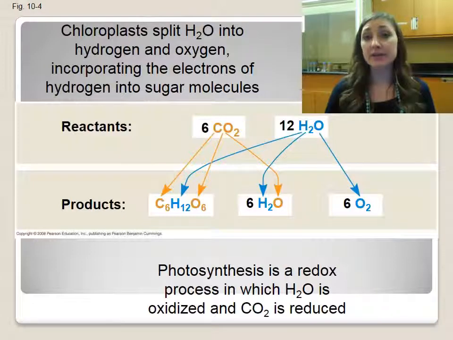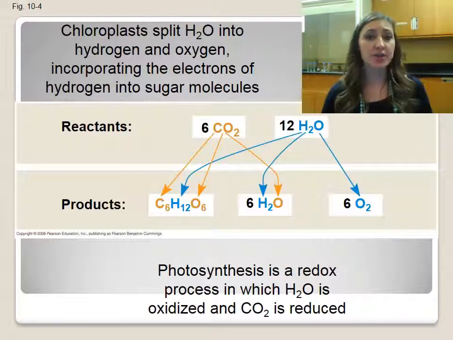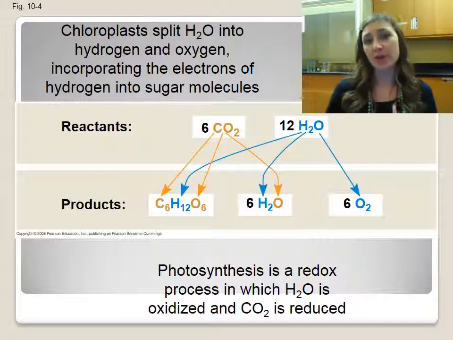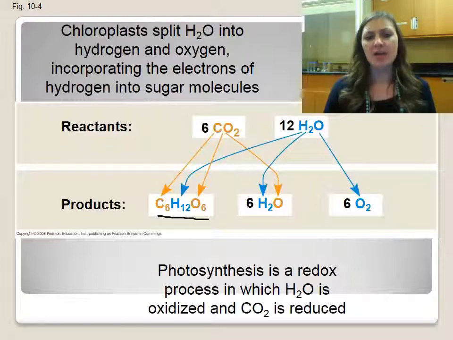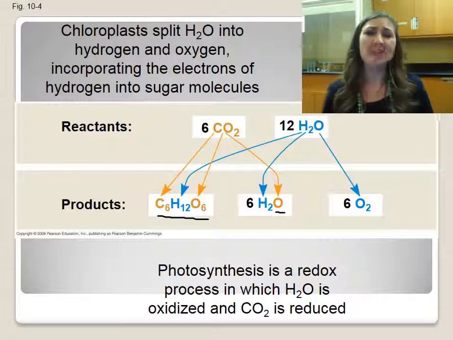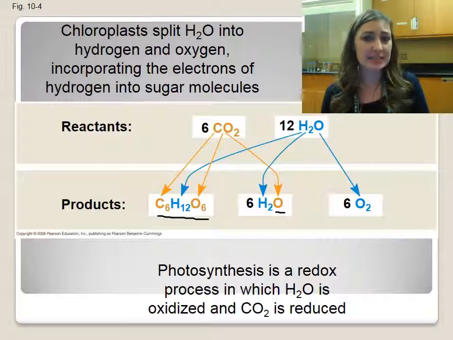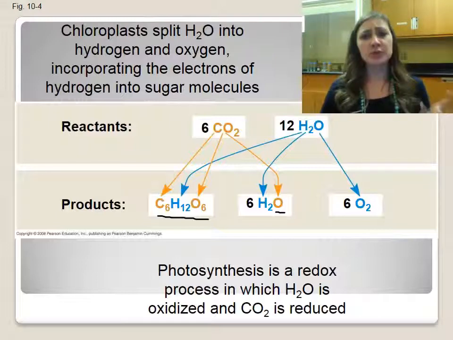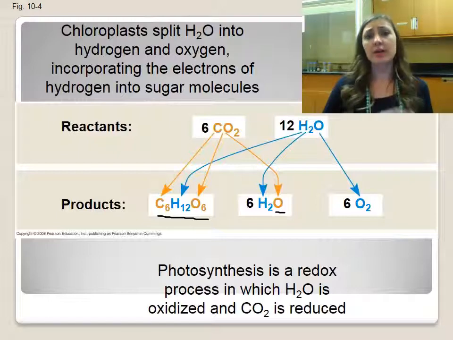Chloroplasts split water into hydrogen and oxygen atoms, and the electrons from that water molecule are then incorporated into glucose or sugar molecules. So from this, we can see our reactants and where they go. Carbon dioxide becomes part of the glucose molecule. Part of the oxygen also forms water, and we didn't see this in our last reaction, but water is also a product of photosynthesis. We use 12 molecules of water and we produce 6.